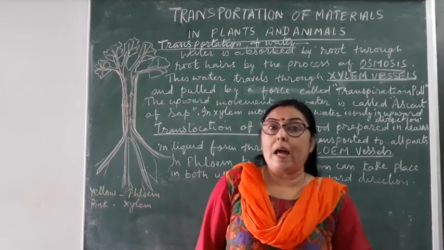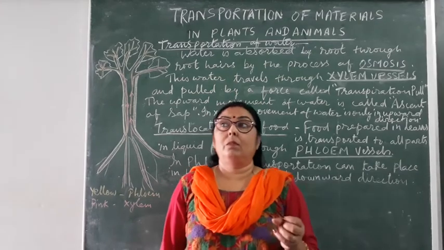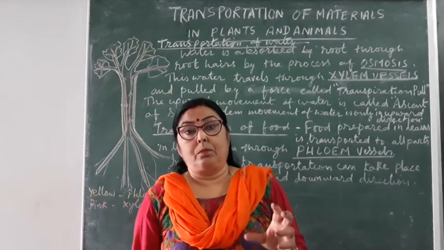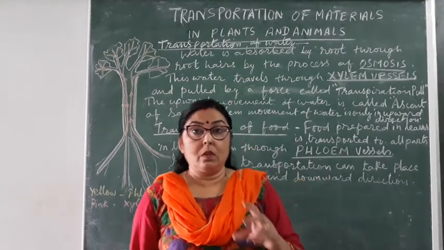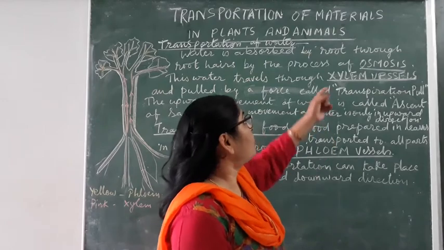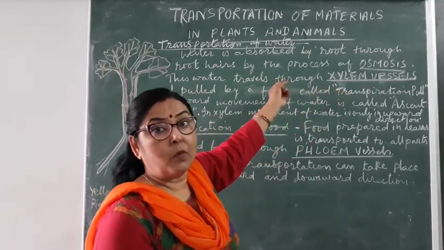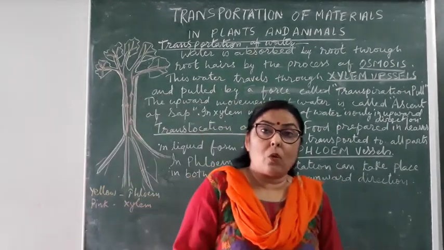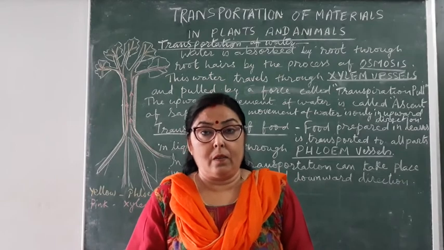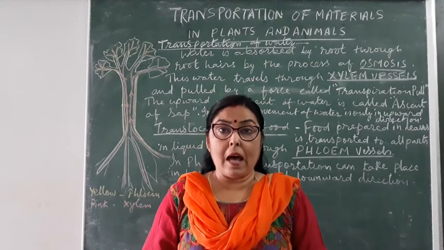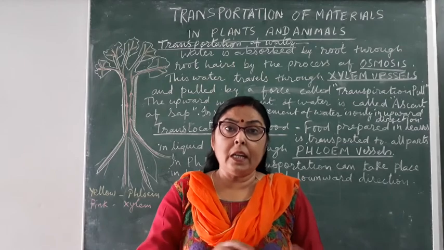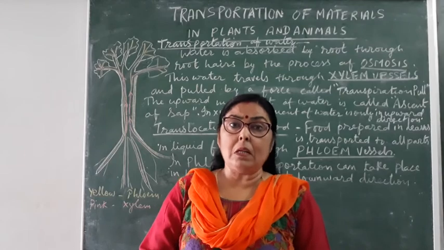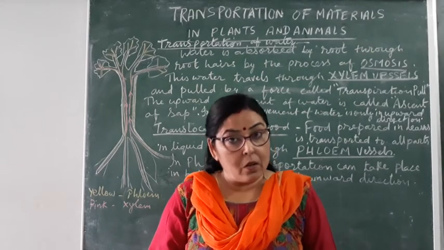We all know plants have transportation. For transportation they have conducting tissues. There are two types of conducting tissues. First is xylem, which is responsible for the movement of water. Second one is phloem. Together they are called the vascular bundle. Xylem and phloem are arranged differently in monocot and dicot plants. In roots, in stem, in leaves, their arrangement will be different.